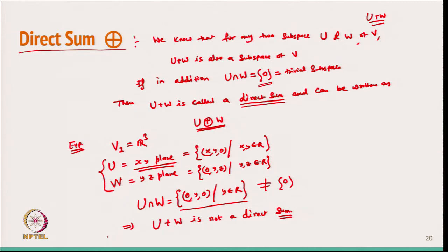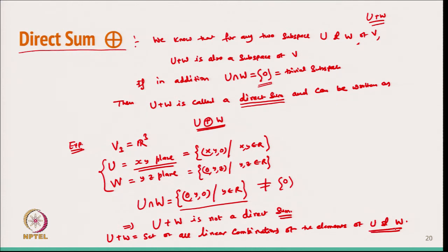Okay, because the U plus W will contain the set of all linear combinations of the elements of U and W. Okay. And this is not going to be the direct sum.